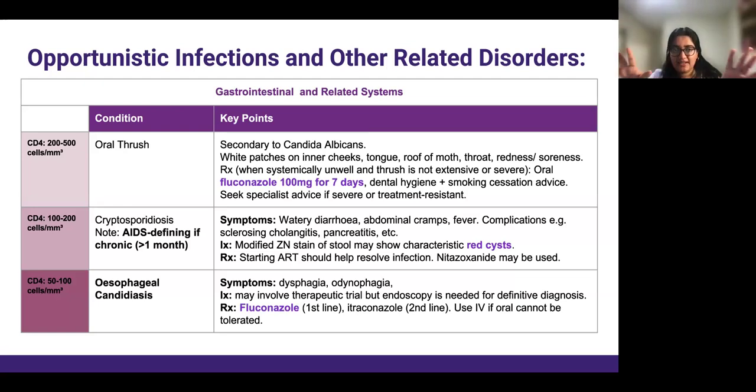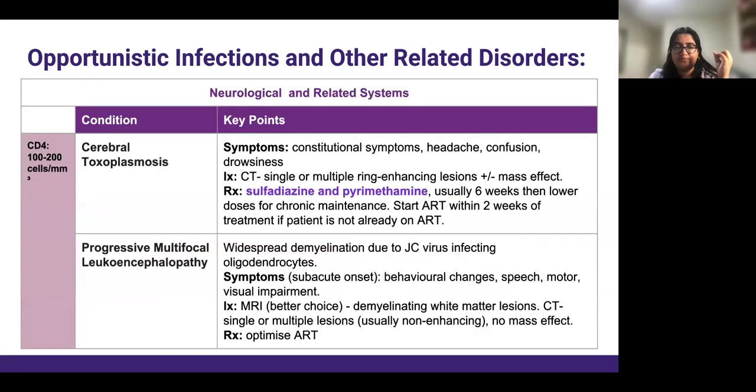As with any opportunistic infection, if that's their first presentation and they don't know that they have HIV, they should be started on ART to help resolve the infection. Giving them ART should help give them the T cells they need to fight off the cryptosporidium. Not much else is given directly for it.